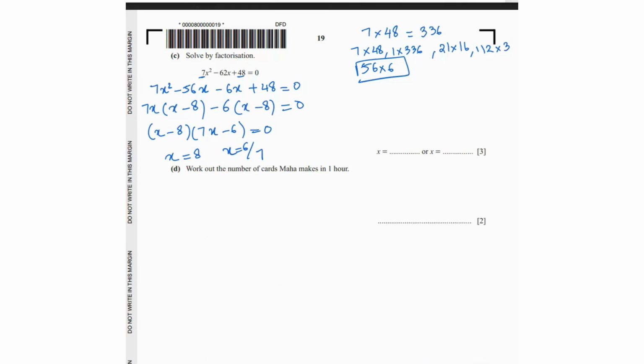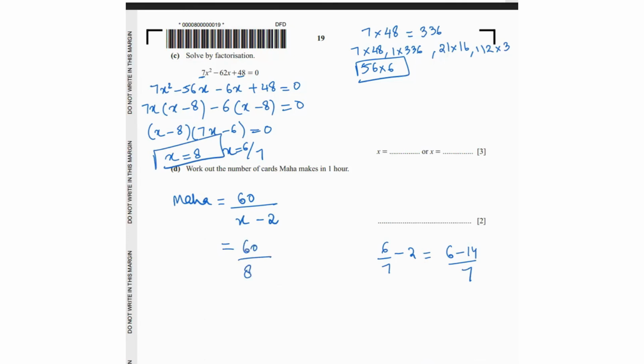So work out the number of cards Maha makes in 1 hour. So in 1 hour, there are 60 minutes. So 60 over x minus 2. Now we can't use 6 over 7 over here because 6 over 7 minus 2 will be 6 minus 14 over 7. We can't have a negative number of cards. Hence, we'll use x equals 8. So 60 over 8 minus 2, which is 6, and that's 10 cards.